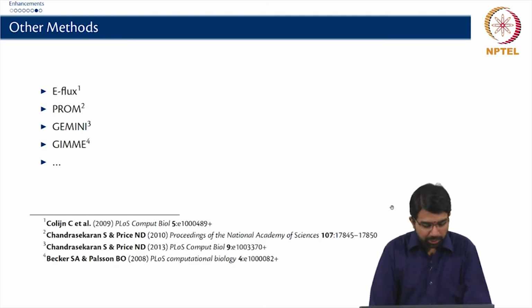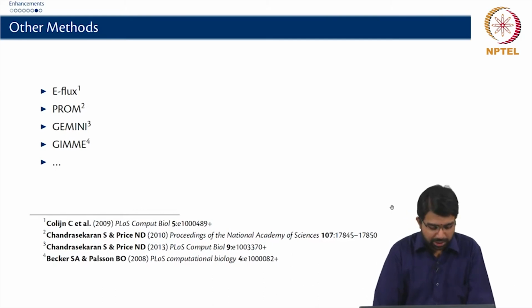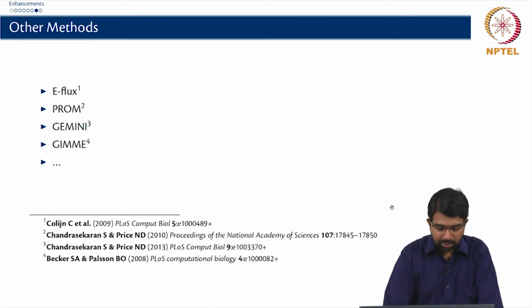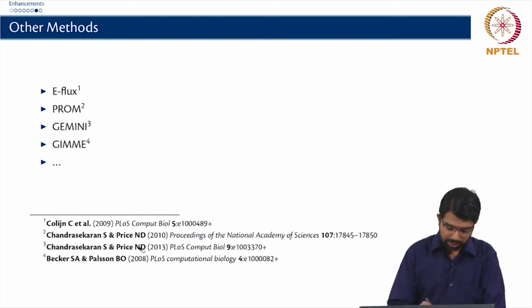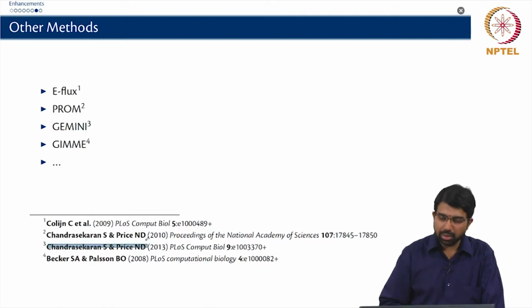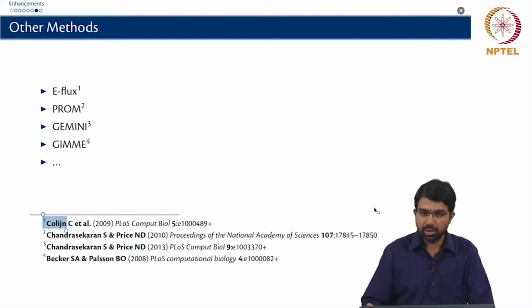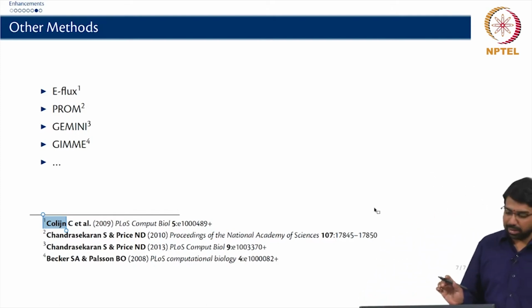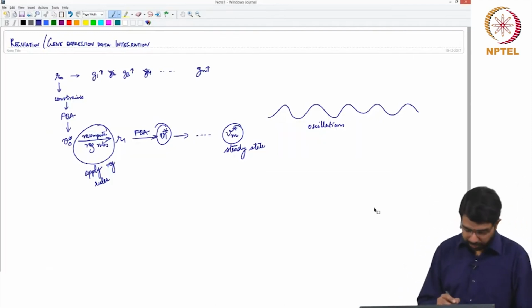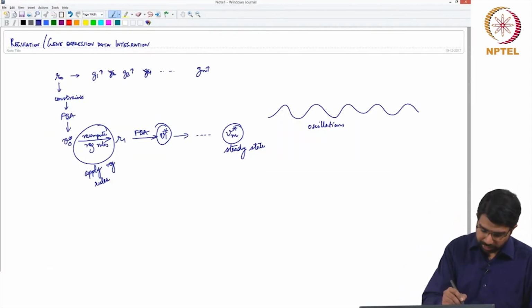So, I will talk about one of them today, which is called E-flux, but there is also PROM, which stands for probabilistic regulation of metabolism, GIMME, and others. They are all fancy acronyms made for nice methods which integrate all of these, and there are also some nice reviews. I think one from the same Chandrasekharan Prize has a good review on methods for integrating gene expression data into flux balance models. So, let us look at E-flux. It is a simple and elegant method to integrate gene expression data.